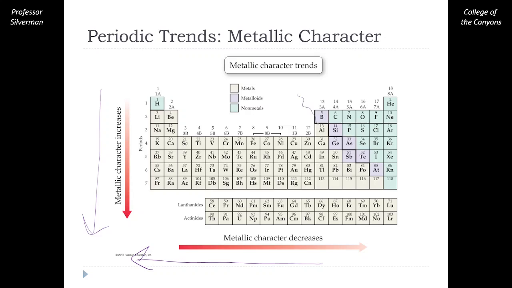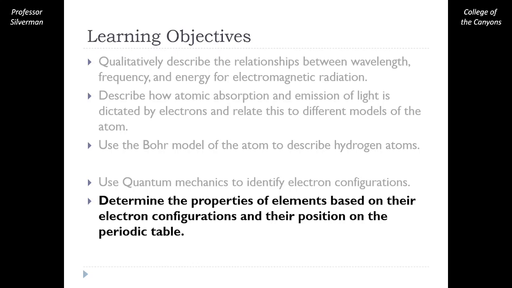We already kind of knew this. Our metals are below this zigzag line on the periodic table, to the bottom left of that line. Now we have some more intuition why that's the case. And we can compare any two elements to each other, which one is more metallic, which one is less metallic. We've made it to the end. By now we should be able to determine the properties of our elements based on their electron configurations, and we can shortcut using the position on the periodic table.